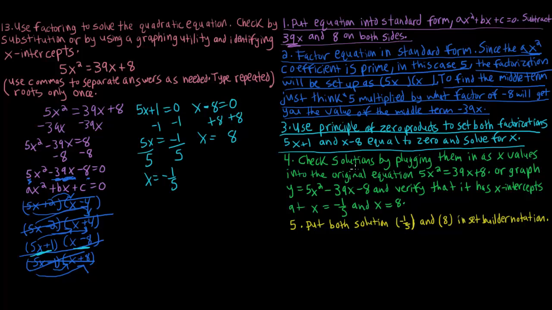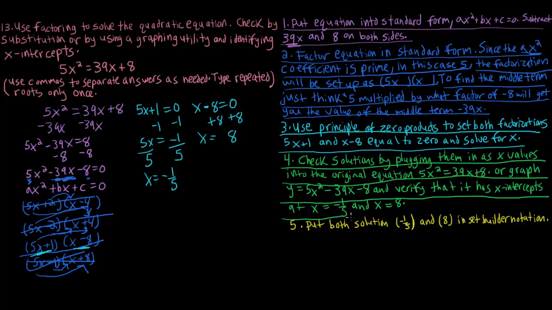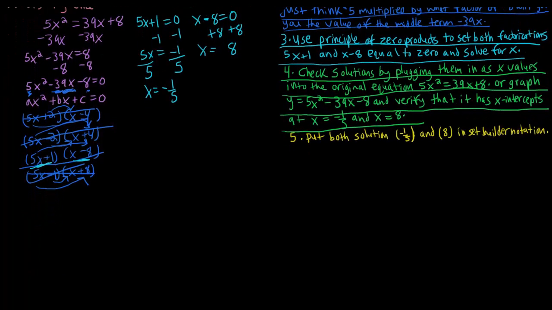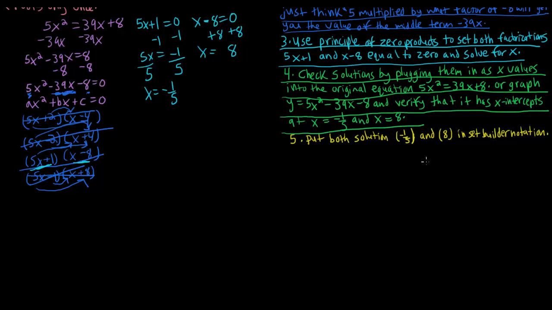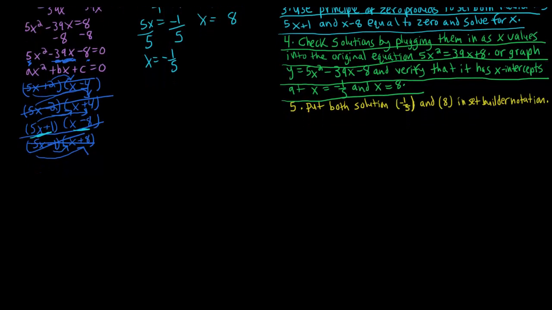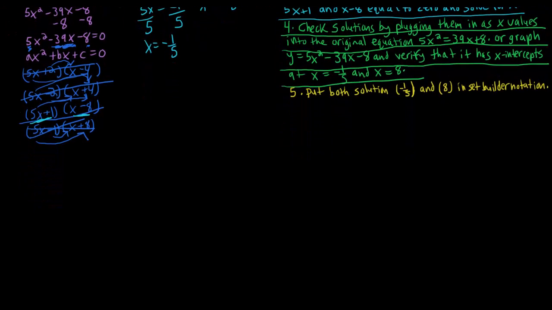Now step 4, we want to check the solutions by plugging them in as x values into the original equation, 5x squared equals 39x plus 8. Or graph y equals 5x squared minus 39x minus 8, and verify that it has x-intercepts at x equals negative 1/5 and x equals 8. So we'll just go ahead and use the substitution method, and we'll just plug in the x values into the original equation.